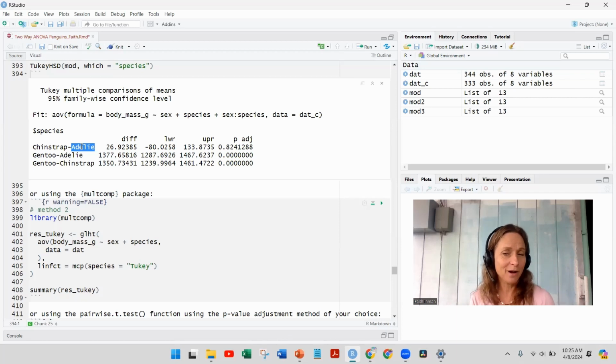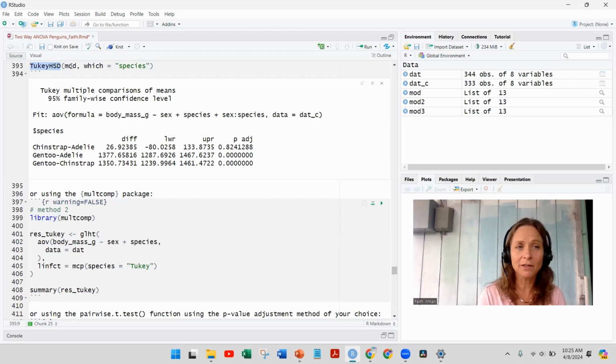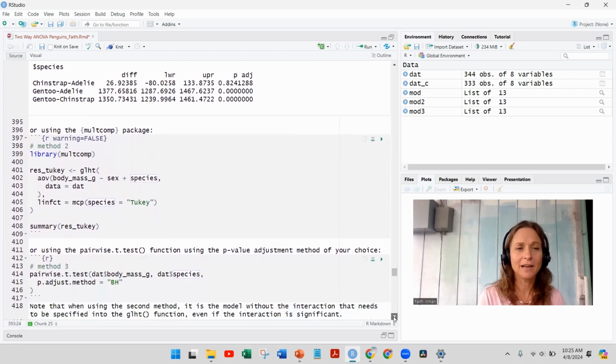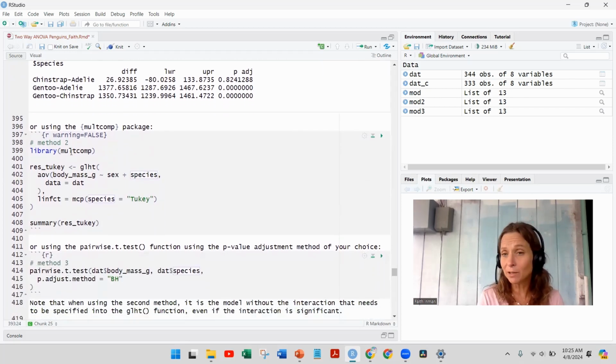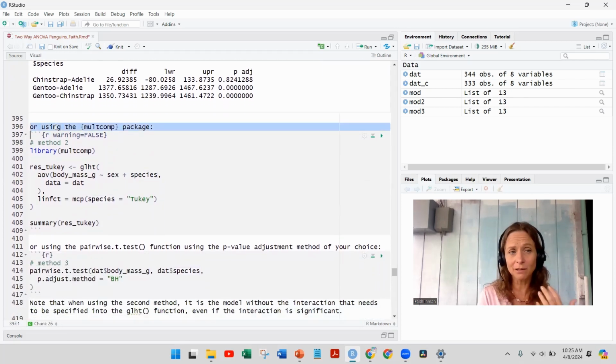I'm going to walk you through a bunch of other ways of looking at those comparisons that I think might make it easier. See what you like. This does the trick. You just run that Tukey's test on the model, decide which factor you want to look at. There you go. Now we could try using this multcomp package. And the multcomp package gives us a little bit more stuff, some more bells and whistles here.